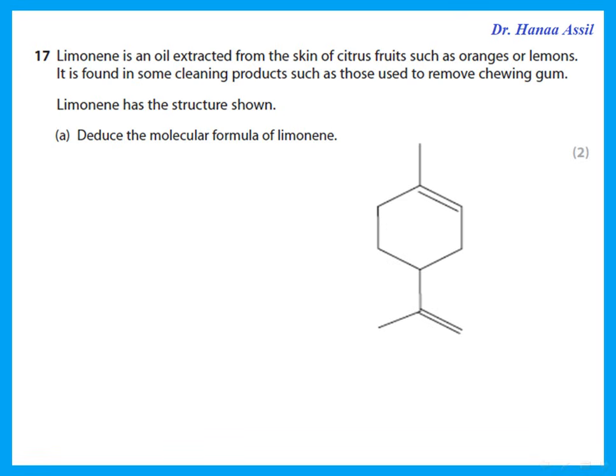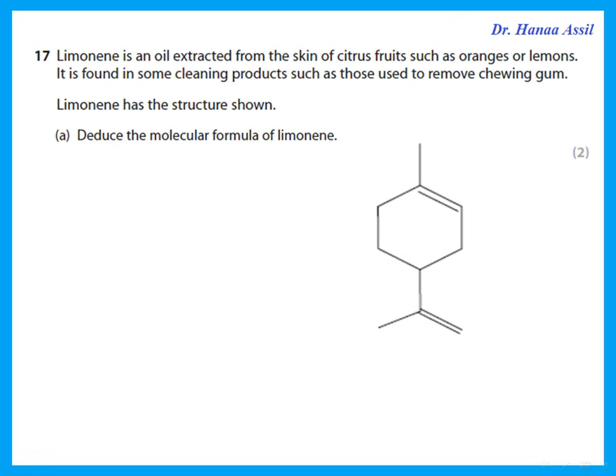Limonene is an oil extracted from the skin of citrus fruits such as oranges or lemons. It is found in some cleaning products such as those used to remove chewing gum. Limonene has the structure shown. Deduce the molecular formula of limonene.